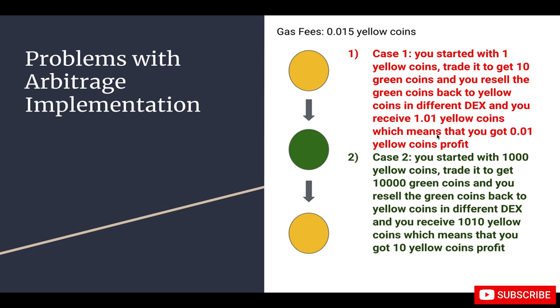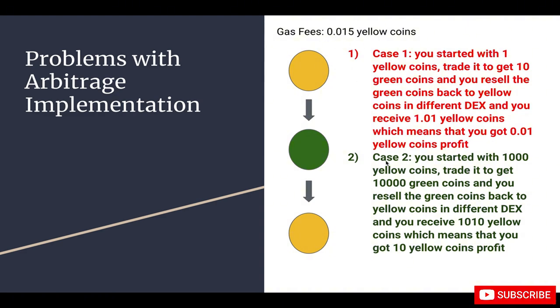However, notice that actually you're losing money. You're not generating profit, you're losing money. Why? Because even though you made a profit of 1%, in other words 0.01 yellow coins, it doesn't even cover the gas fees that you need to pay. You need to pay 0.015 yellow coins, right? So it means that you're actually losing money. You're actually losing 0.005 yellow coins to pay the gas fees, right?